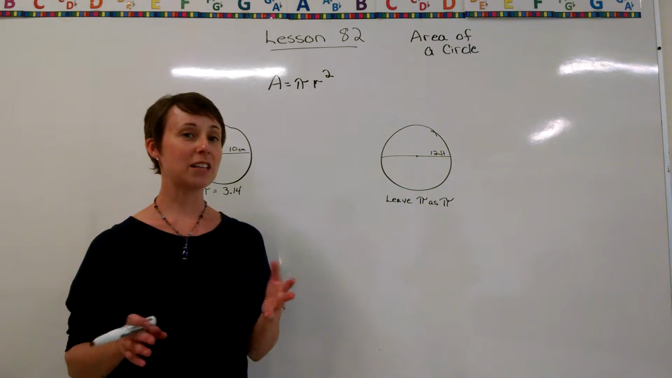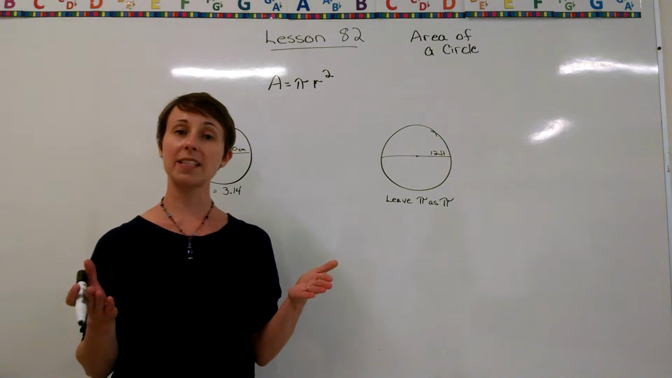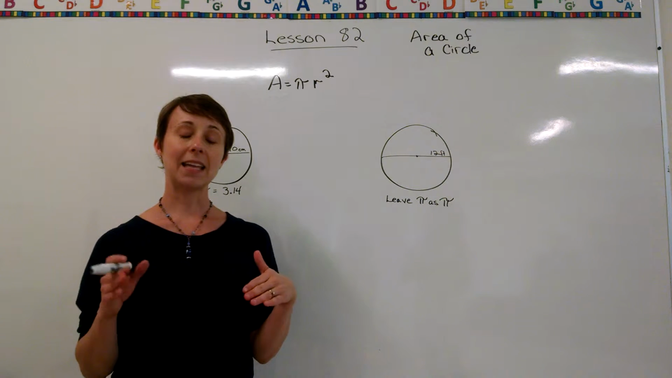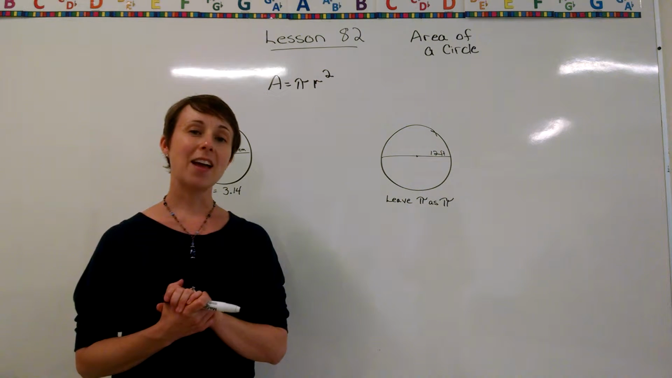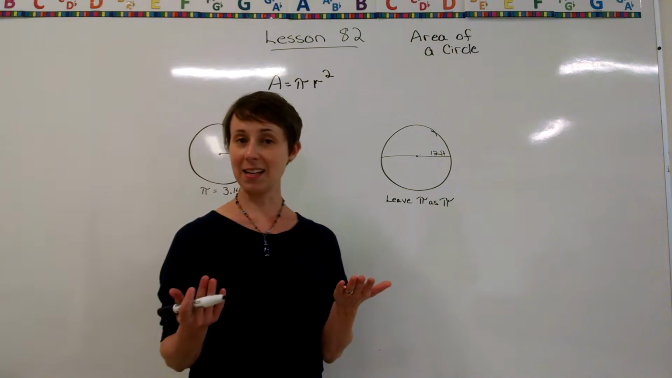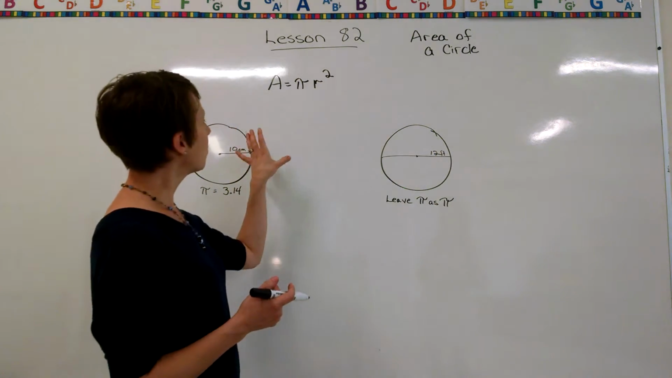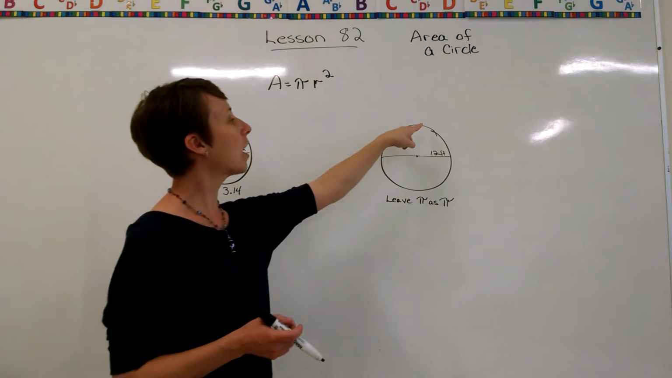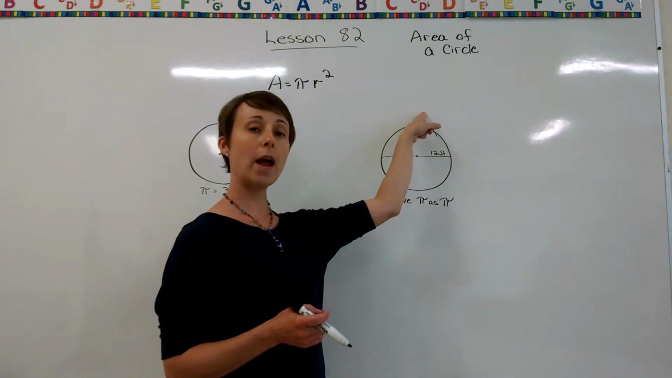We found lots of other areas before. You know how to find area of a rectangle or a square. It's length times width. You know how to find area of a triangle. It's base times height divided by 2. And we've done some work with circles before. We've done circumference, which is the distance around.